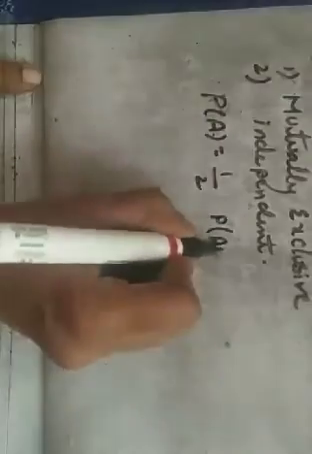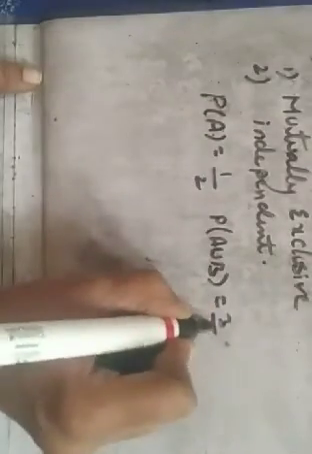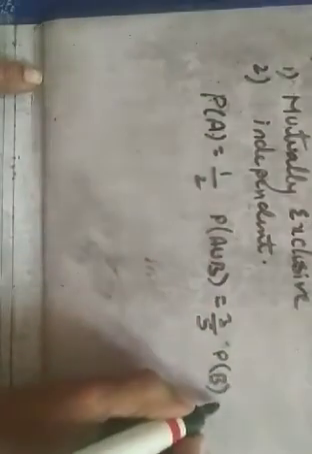Next, 7th question. So write down the question. Given that the events A and B are such that P of A is equal to 1 by 2, P of A union B is equal to 3 by 5, and P of B is equal to P. Find P if they are: first, mutually exclusive; second, independent. So given, what are the given terms? P of A is equal to 1 by 2, P of A union B is equal to 3 by 5, and P of B is equal to P.